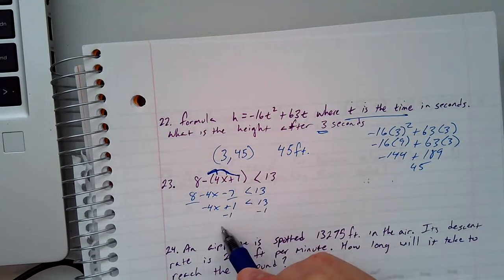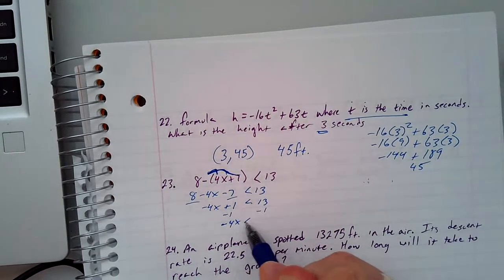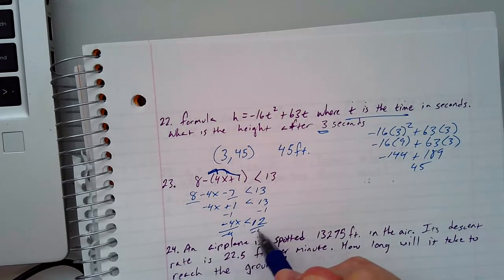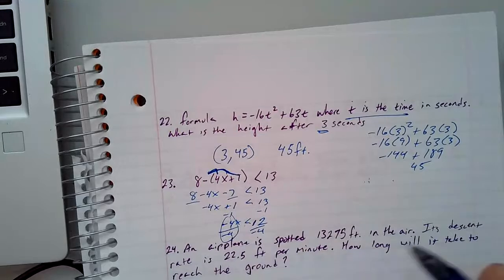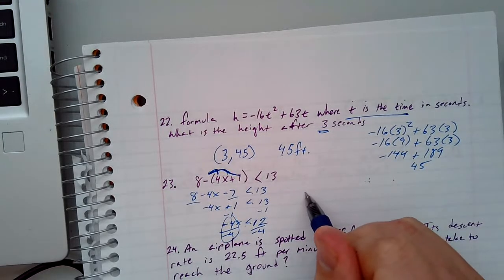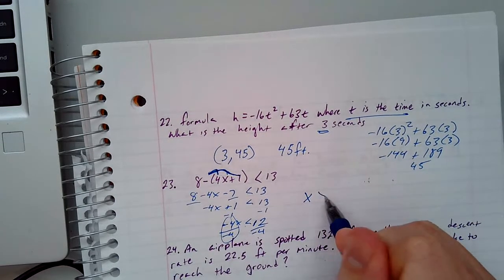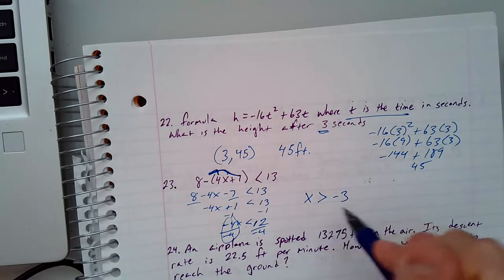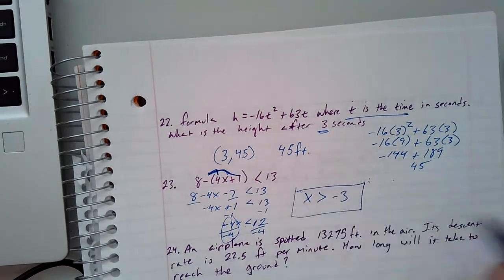Subtract 1 on both sides, and I get negative 4x is less than 12. And we divide by negative 4. Your spidey senses should be tingling when I divide by a negative value. I'm going to do what? I'm going to flip my sign. So 12 divided by negative 4 is going to give me negative 3. But this says x is greater than negative 3.